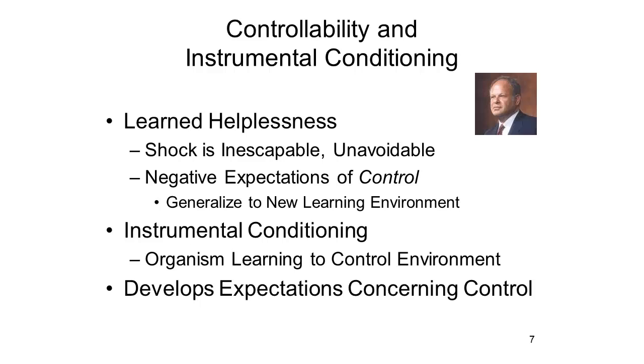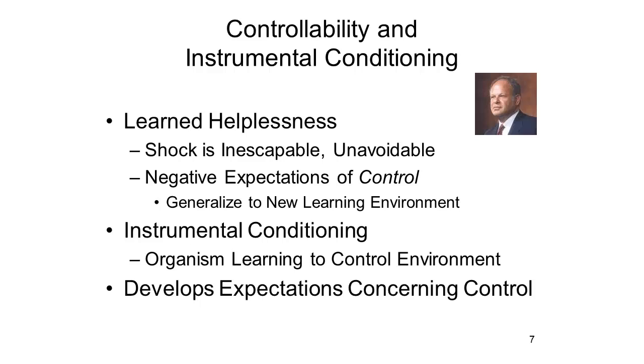Accordingly, in such a situation, the animal acquires a negative expectation, an expectation that nothing can be done about the occurrence of the shock. And it's this negative expectation, acquired in the classical conditioning experiment, which generalizes to the avoidance learning situation. So whereas in classical conditioning the organism is learning to predict its environment, in instrumental conditioning the organism is learning to control its environment.